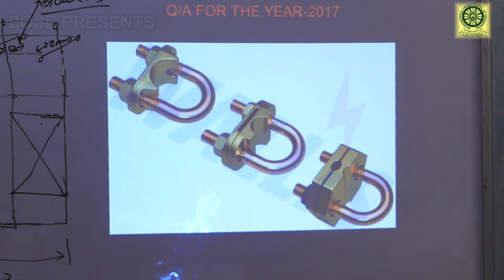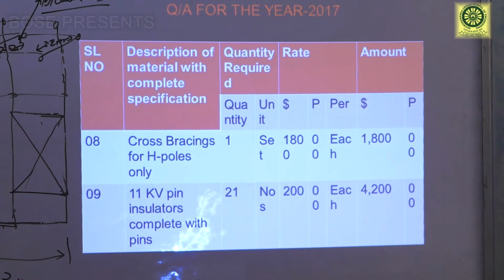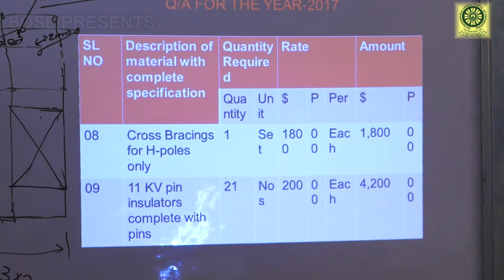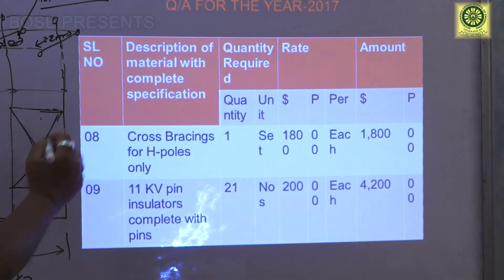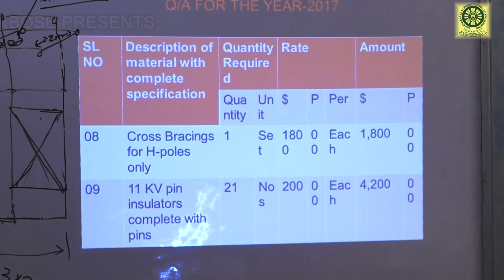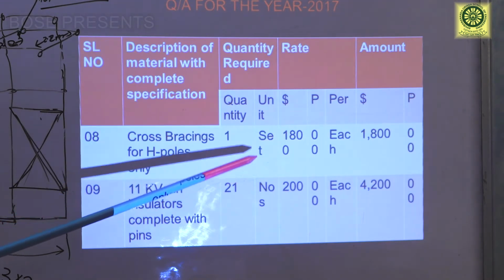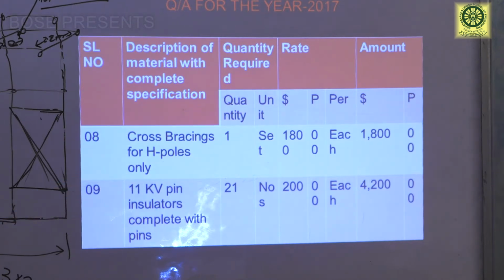Next, cross bracings are required for the H-pole structure. 1 set is required. Cross bracing is used to provide mechanical support. So these are the knee bracings or cross bracings to support the H-pole structure. 1 set is required, and it is 1800.